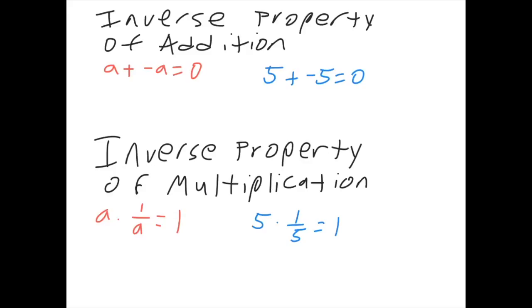Awesome. Just 2 more to go. Our next one is the multiplication property of 0. All this says is, no matter what number you have, we'll call it A, if you multiply that number by 0, you will always get 0. I think you knew that one already, but if not, there you go.